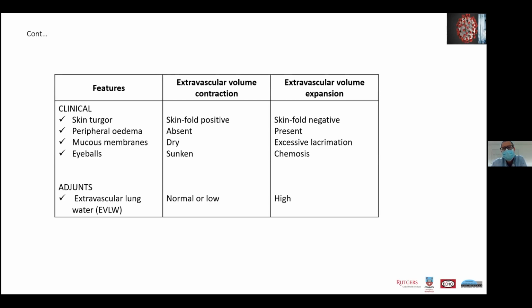With extravascular volume expansion, you will see that the skin fold is negative, because the interstitial space is well filled, even overexpanded. And there is edema because the extravascular volume is increased. That's why edema is present. And excessive lacrimation and chemosis are very common.